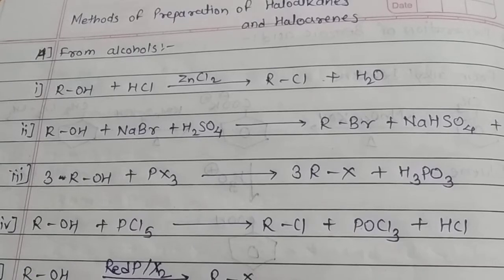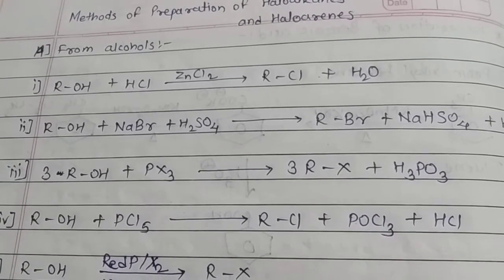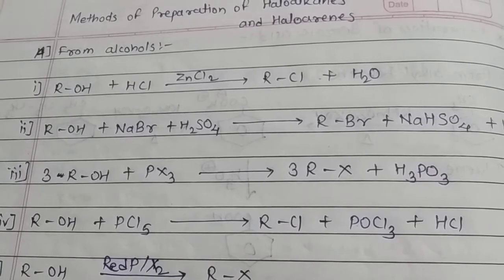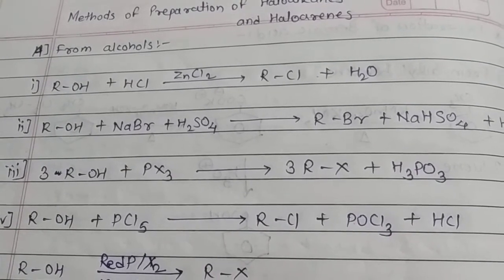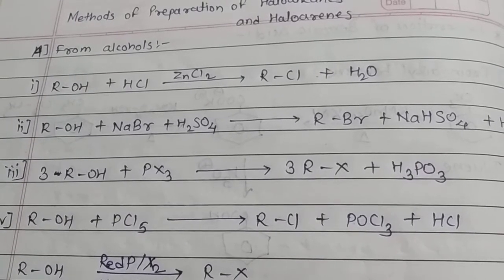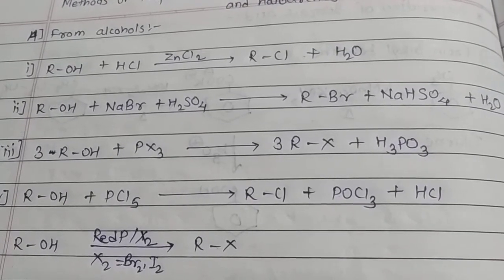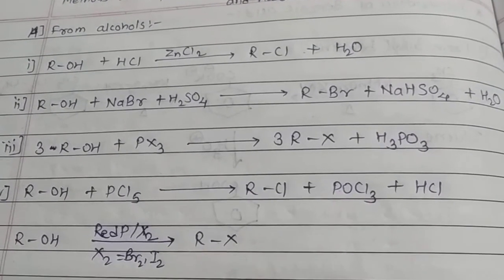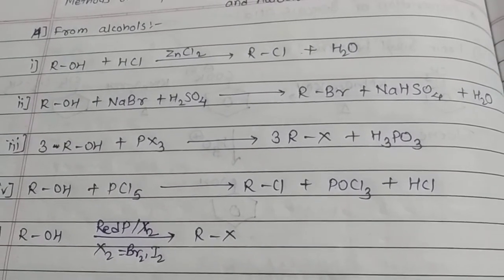Then next reaction, ROH again, with NaBr and sulfuric acid. OH is always a bad leaving group, so it is converted into a good leaving group by these reagents, and bromination takes place. So OH goes and Br comes in its place, and the byproducts are sodium hydrogen sulfate and water.